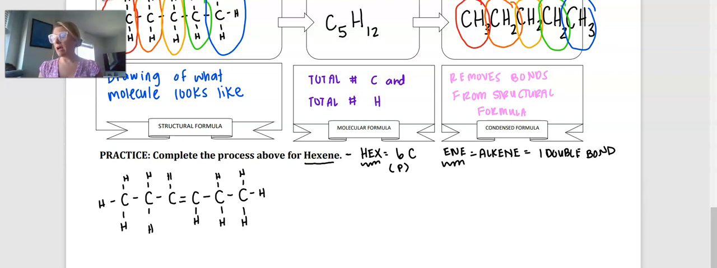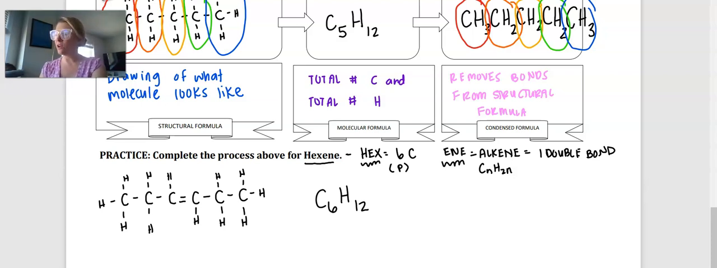All right. Now what we want to do is get the molecular formula. So again, you could count through, or you could say, well, it's an alkene, it follows CnH2n. So that must mean if I have 6 carbons, I have to have exactly double the hydrogen, C6H12. And lastly, going through and doing our condensed formula.